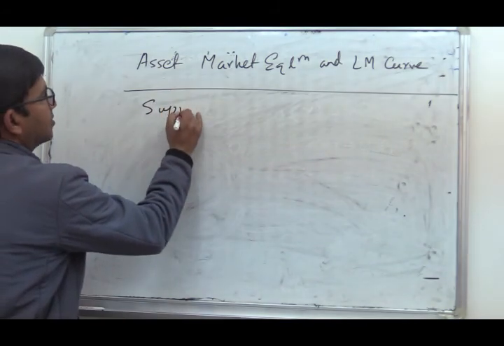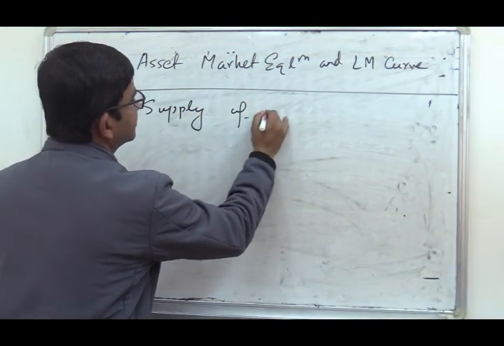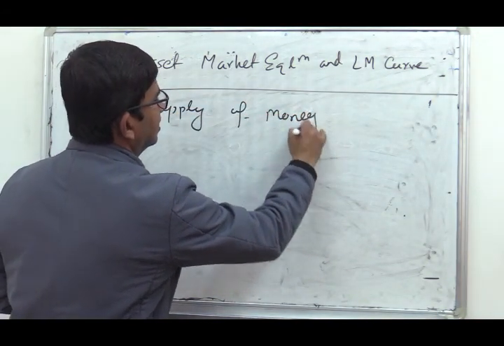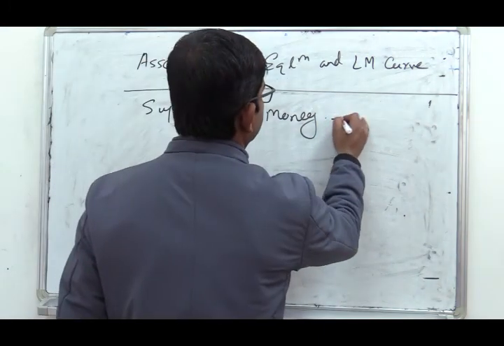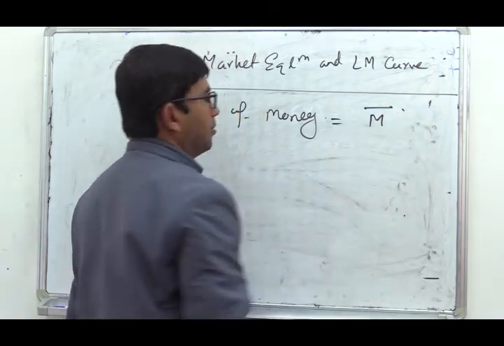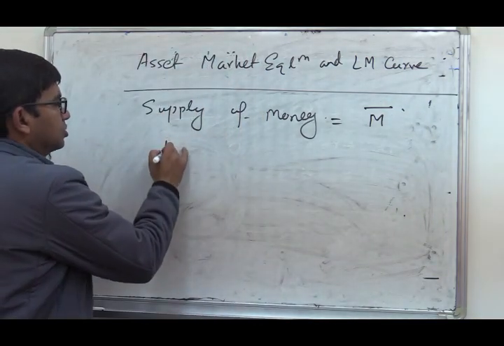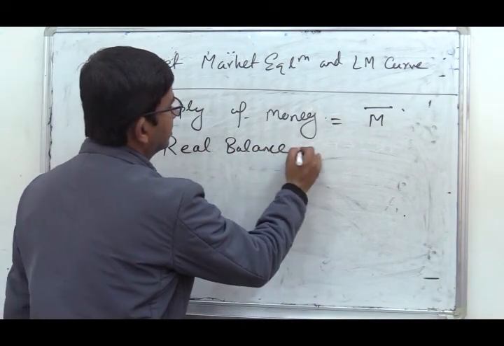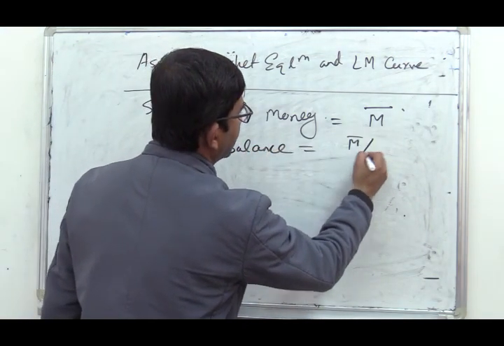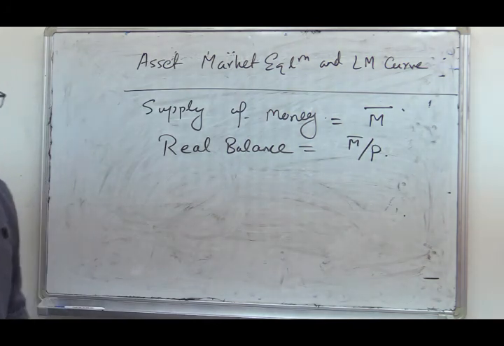So supply of money is exogenously determined by the central bank. So it is given as M bar. So in other words, the real balance will be given as M bar by P.